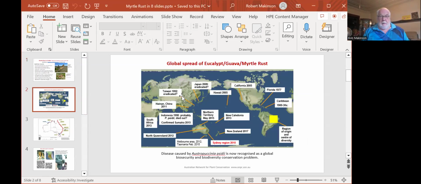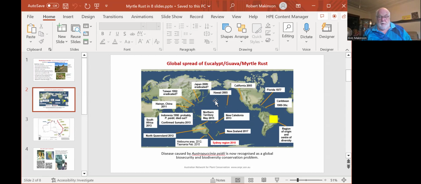Myrtle rust, as I say, originated in South America, basically the Brazil, Uruguay area. It got into the Caribbean islands in the early part of the 20th century and decimated the allspice industry there. It got into Florida in 1977, where it did very well on introduced Australian broadleaf paperbarks growing in the Everglades. It got to California and Hawaii in 2005, and from somewhere, we don't know how, it got to the Sydney region of Australia in early 2010 or a bit before.